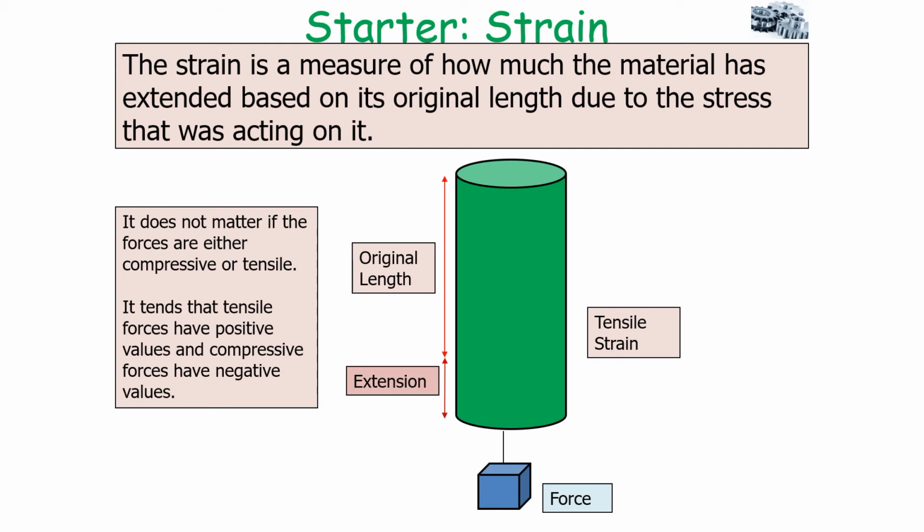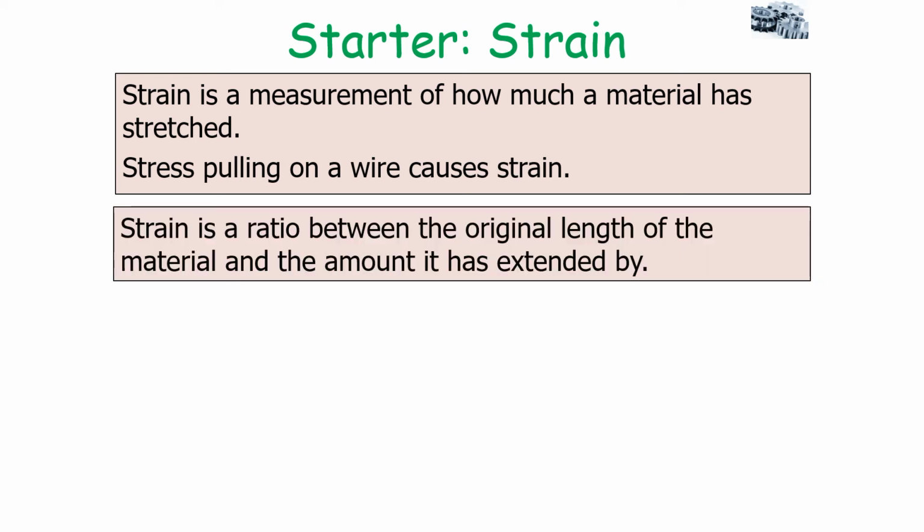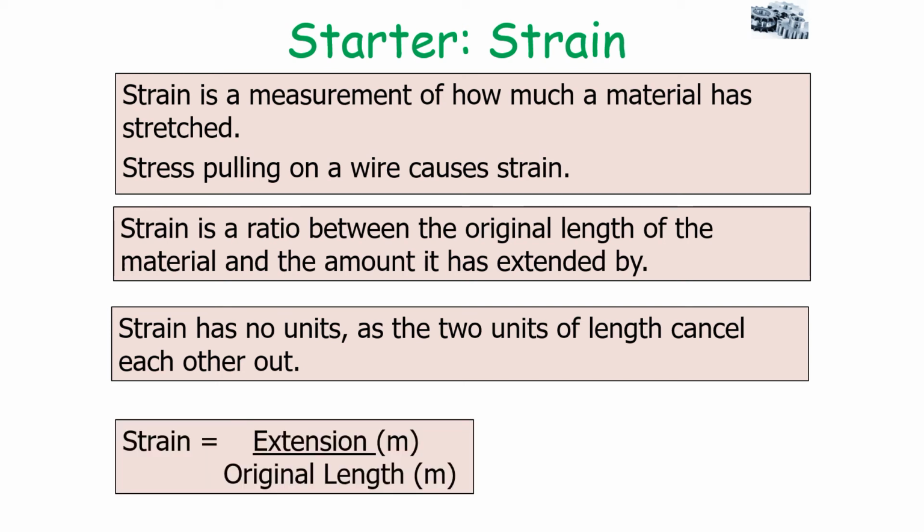Now it doesn't matter if the forces are compressive or tensile, because either one can cause a strain. So stress pulling on a wire causes strain, and strain is a ratio between the original length of the material and the amount it has extended by. Now strain has no units because the two units of length will cancel through each other. So strain is equal to extension in meters over original length in meters.